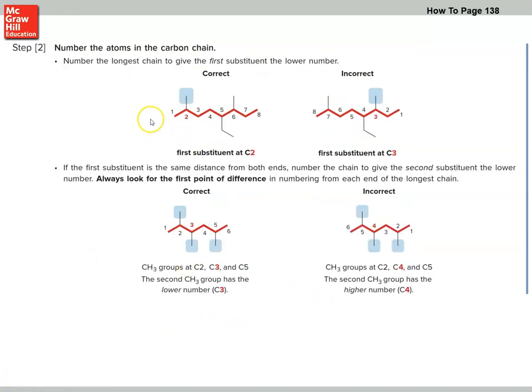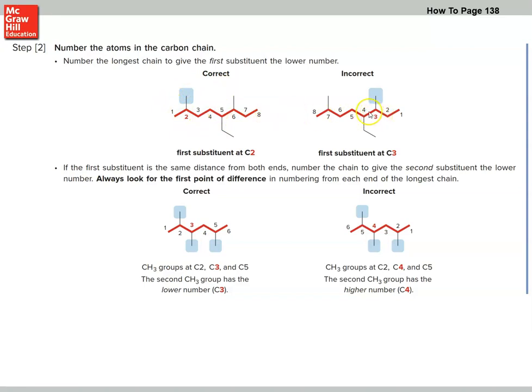The next rule is that we want our numbers. We actually number each of the carbons in our parent chain, and then those numbers are going to indicate where our substituent groups come off of. And we want that number to be as low as possible. You can see here in the example, we have the correct numbering from left to right and the incorrect numbering from right to left. And it's not incorrect because it's numbered from right to left, but because we don't hit that first substituent group until the number 3, versus if we number it from left to right, we hit it at number 2. So we want the lowest numbers possible.